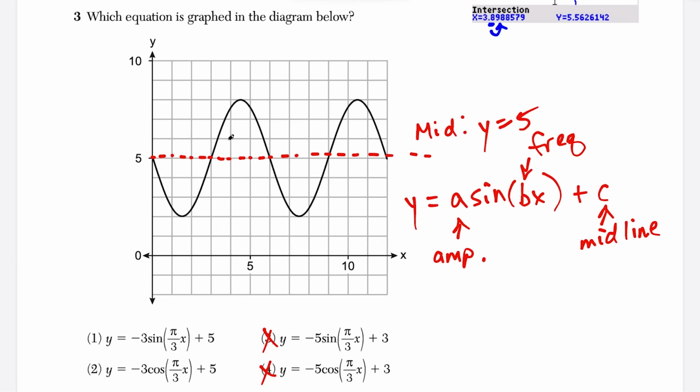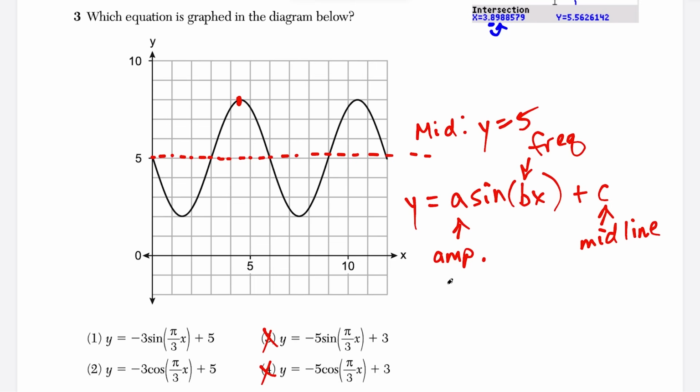So what I'm also noticing here is the remaining answer choices have the same coefficient of -3. And notice that to go from the midline to the high point here, we're going up 1, 2, 3. So this is making sense so far. But now the $1 million question here is, are we going with -3 sine or -3 cosine?